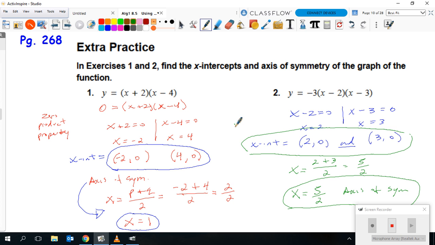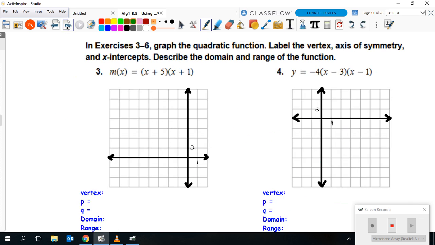Now we're going to get into some graphing. We're graphing on a coordinate plane. Number 3 and 4, graph the quadratic function, label the vertex, axis of symmetry, and x-intercepts, and determine the domain and range of the function. Okay, so I have some things written below. We need to find the vertex, p and q numbers. We can look at those. Domain and the range, we'll be writing those out as well.